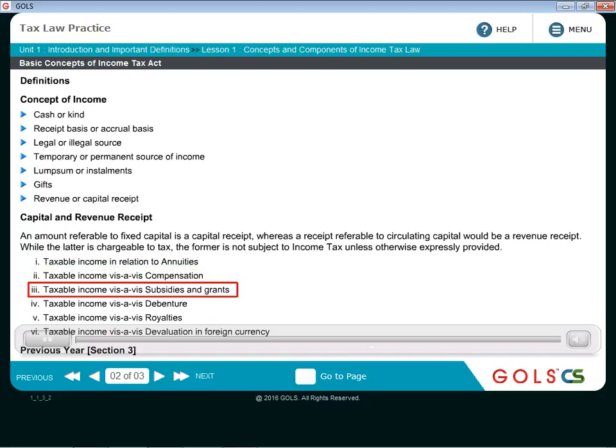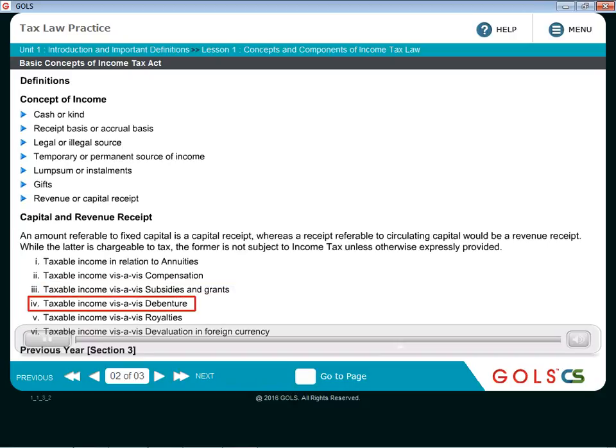Next is taxable income vis-a-vis subsidies and grants. What you have to remember is that when a person receives a grant or subsidy from the government, it should be considered as a part of income. If the grant is for regular activity or expenses, or of a regular nature, then that receipt should be directly considered as income. But when the grant is towards a capital asset, then according to the accounting standard we have to determine whether that subsidy or grant is to be considered as a balance sheet item, or whether it should be adjusted against the price of the asset.